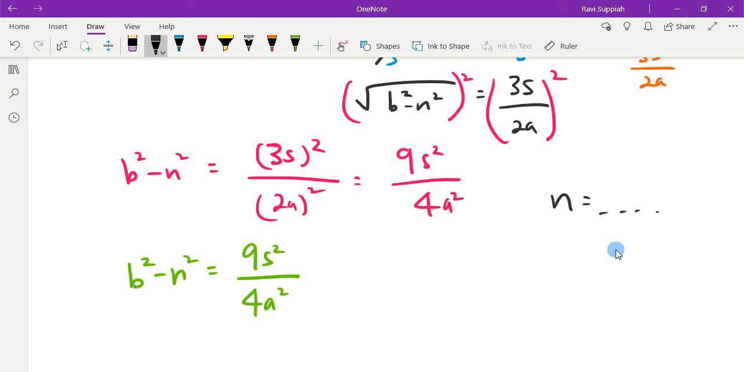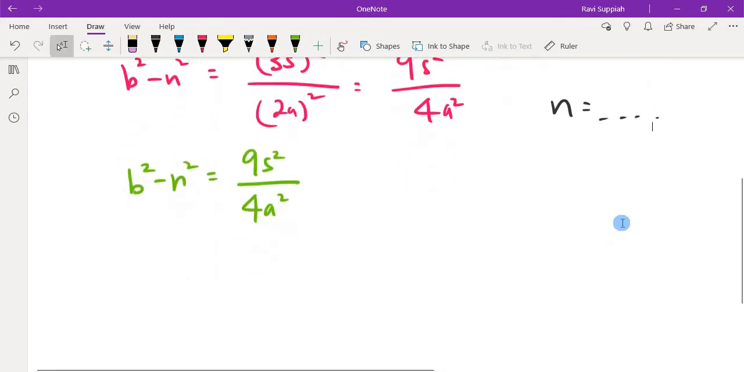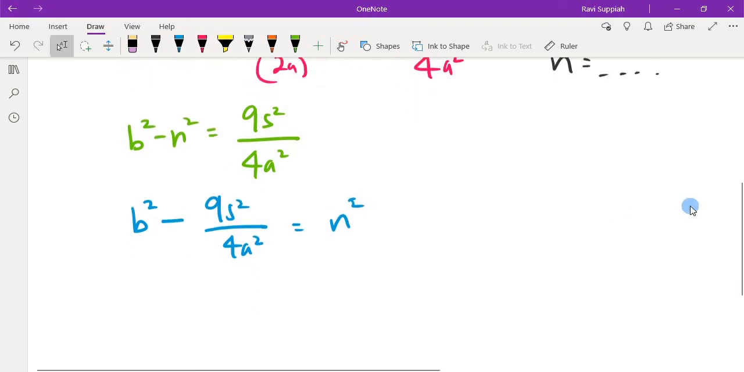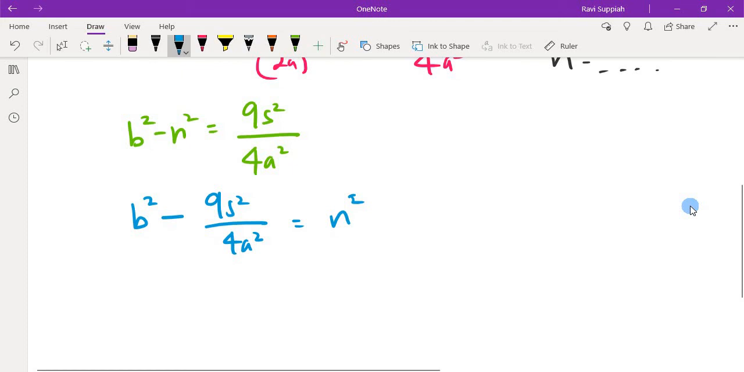So what I'm going to do is move n over to the right hand side and bring this term over to the left hand side. So what is going to happen is I'm going to have b squared minus 9s squared over 4a squared equals n squared. So this term over here I've moved over to the left side, and the minus n squared moved over to the right side. Alright, and the last part is I want to make n squared into n, so I just do a square root on both sides.